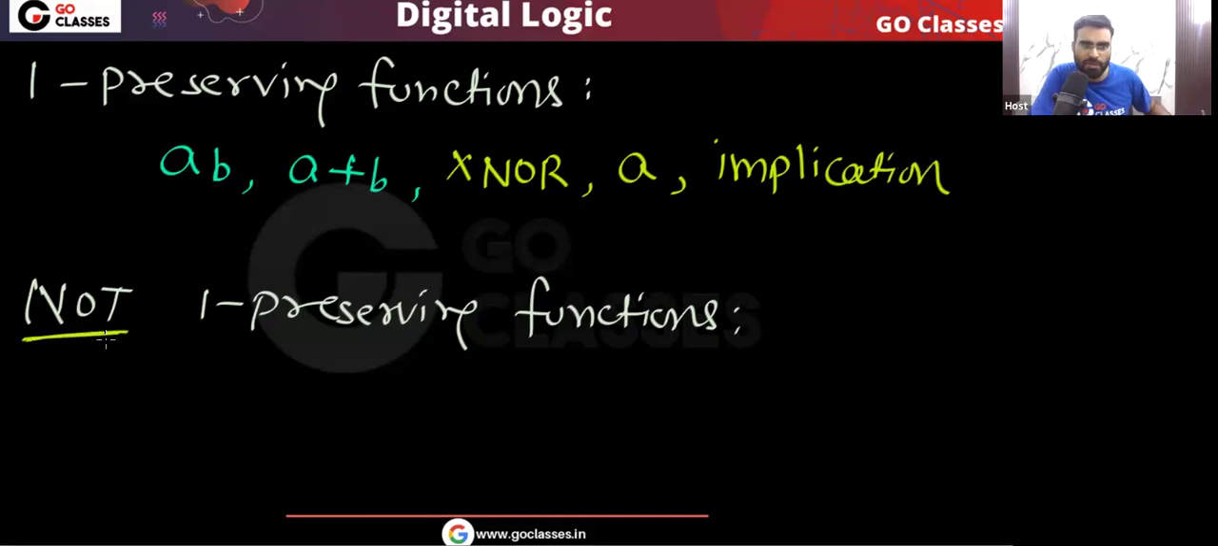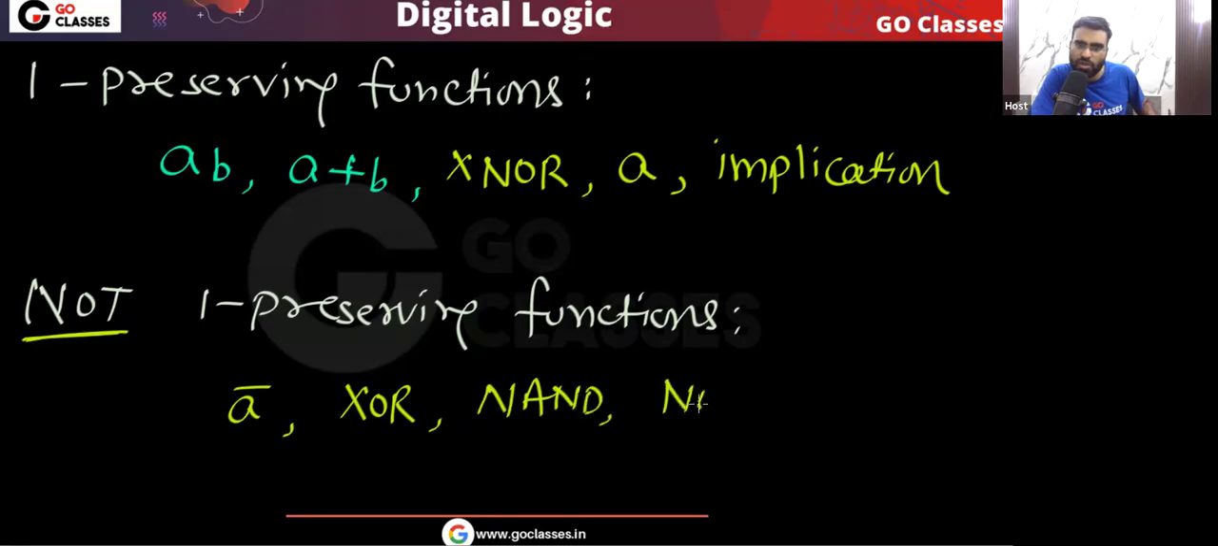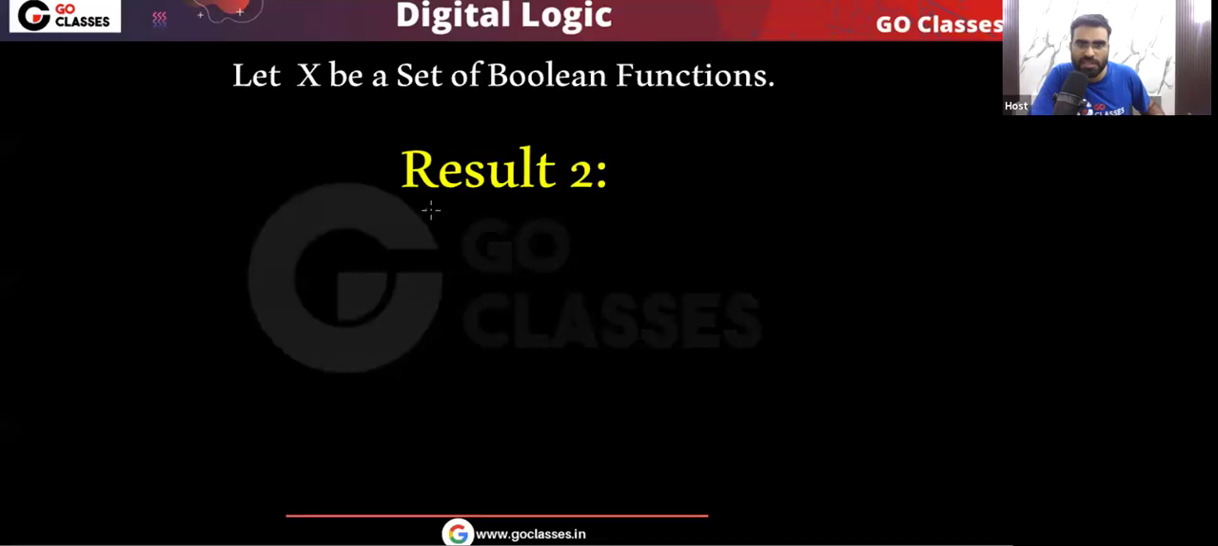What are not one preserving functions? For example, A bar (NOT A) is not one preserving. XOR is not one preserving, right? Yes or no? Is this clear? NAND is not one preserving, nor is NOR one preserving. Okay, I hope you understood. Very simple. Now let's see the result number two.